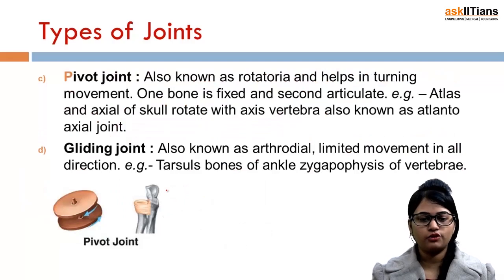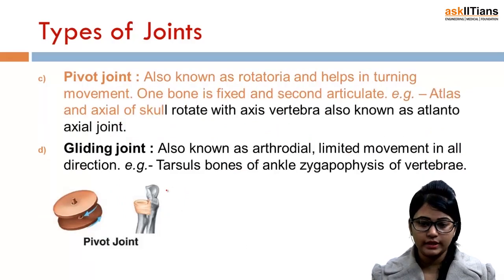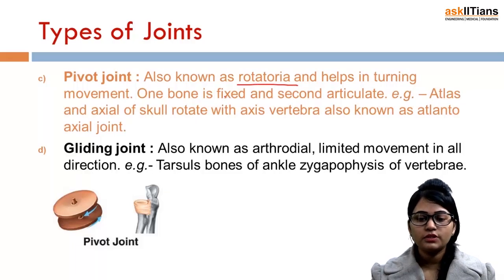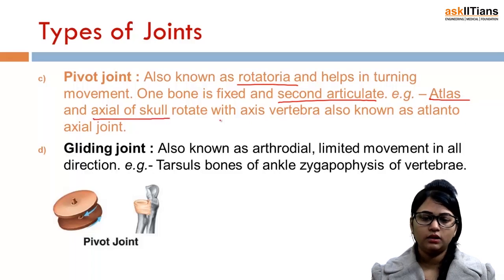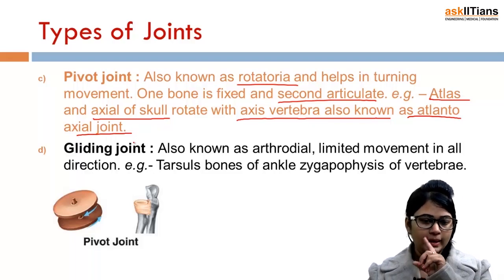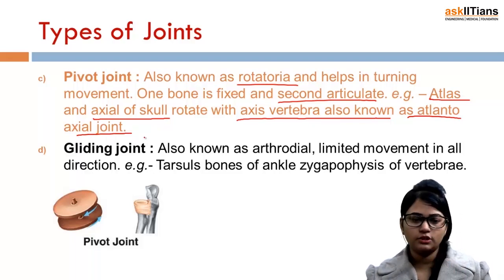Then comes the pivot joint, also known as rotatoria, and helps in turning movement. One bone is fixed and second articulates. Example, atlas and axis of the skull rotate with the axis vertebra, also known as atlantoaxial joint. So atlas and axis, so atlantoaxial joint.